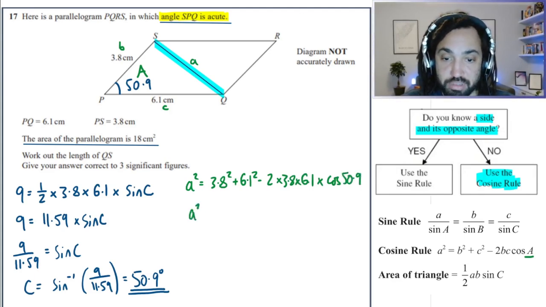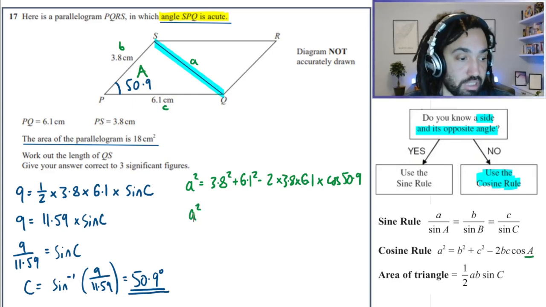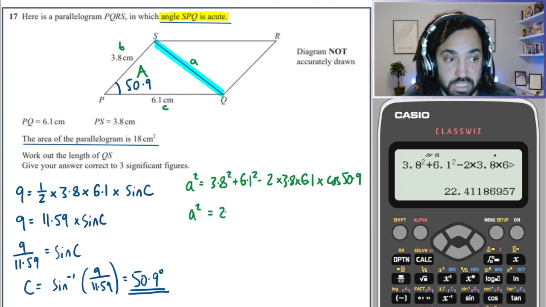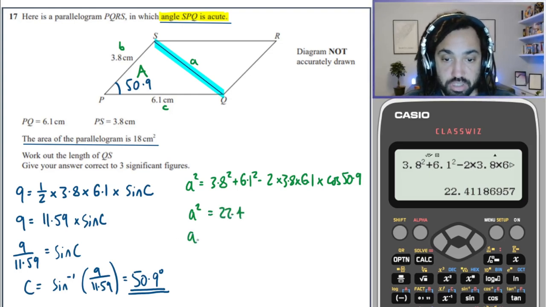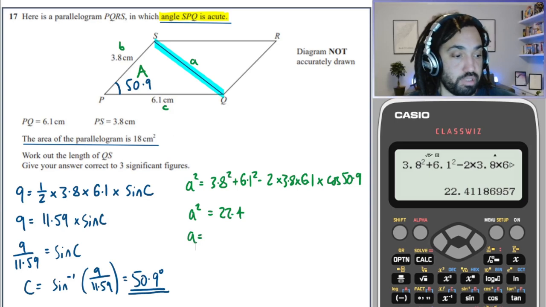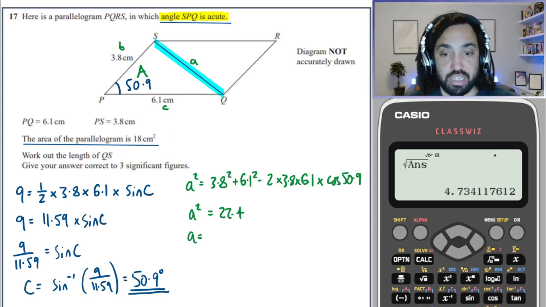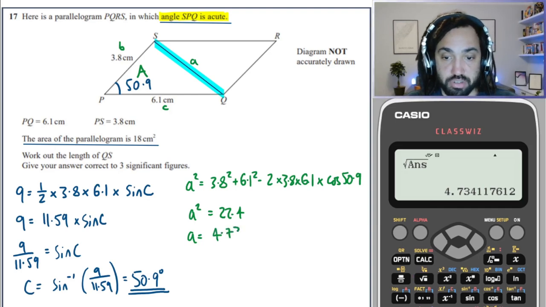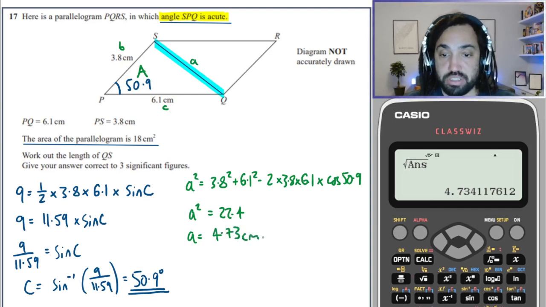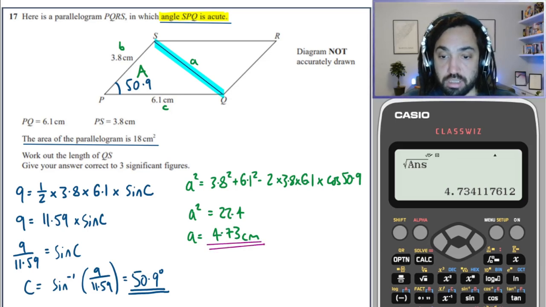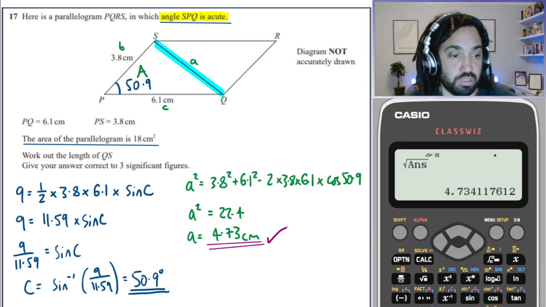So we can get an expression for A squared now using our calculator. Okay, just type that in and it's given us 22.4. So therefore we can square root, and get an answer of 4.73, and that will be centimeters, and that will be our answer. Bosh.